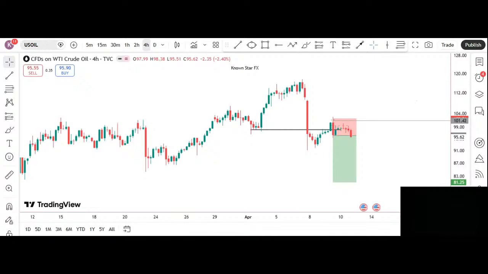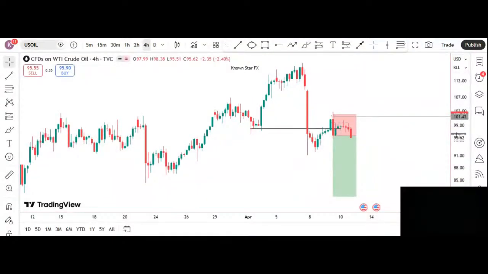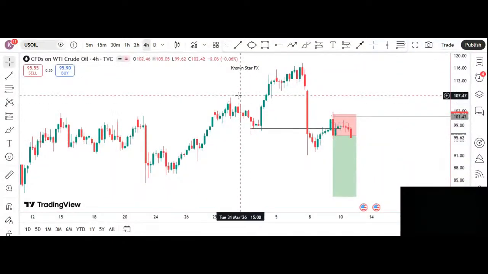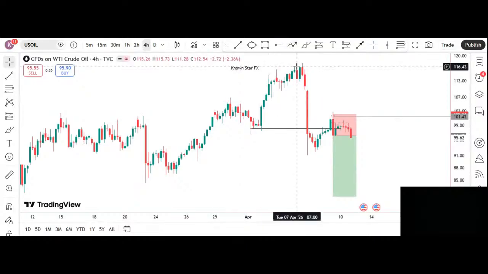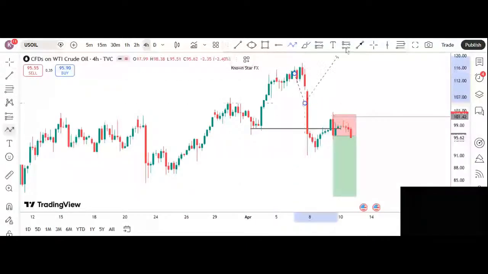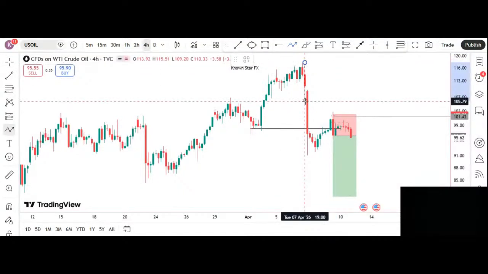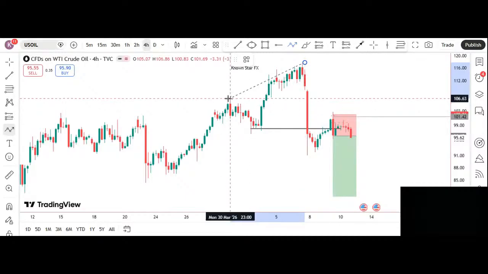I saw the sellers took control of the market. Sincerely, for this trade for US oil, I've been expecting the buy. I was expecting some corrections here to move up to this level and give me some buy print, right? But instead, what happened? Instead of the market correcting up to this level and giving me a new lower high, it ended up breaking below this zone.